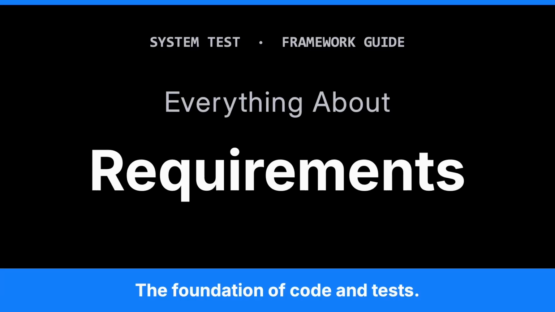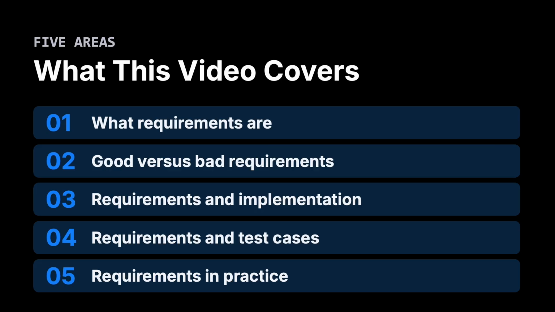To do good system testing, it is essential to understand requirements, even if you don't write them yourself. There are 5 areas we will look at: what requirements are, good versus bad requirements, requirements and their implementation, as well as requirements in test cases, and what to do in practice. We will go through each of them.